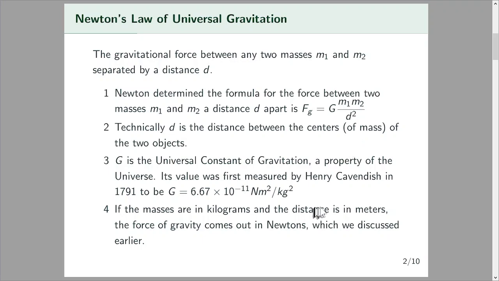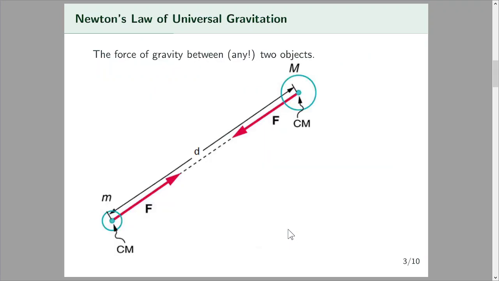If the masses are in kilograms and the distance in meters, then the force of gravity comes out in newtons, which we discussed earlier. A newton is about 1/5 of a pound. So this is a picture of the force of gravity. m1 here could be the Earth, and m2 can be the moon. The distance d is the distance between the centers.